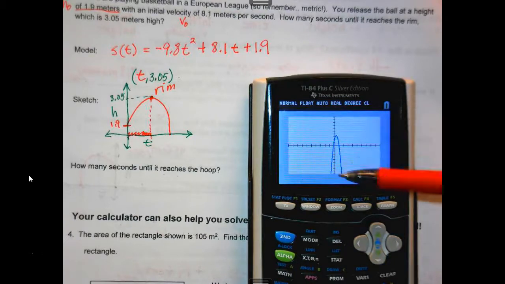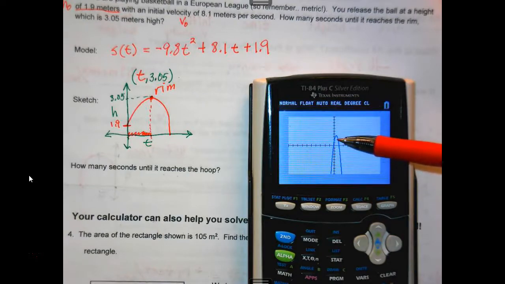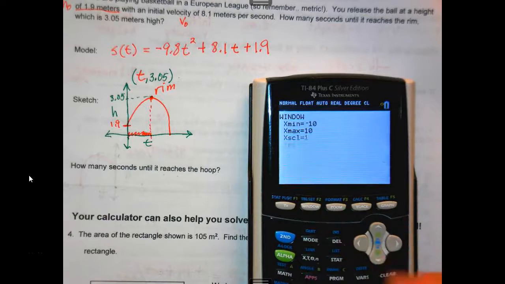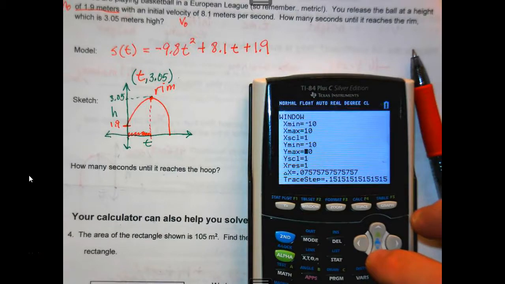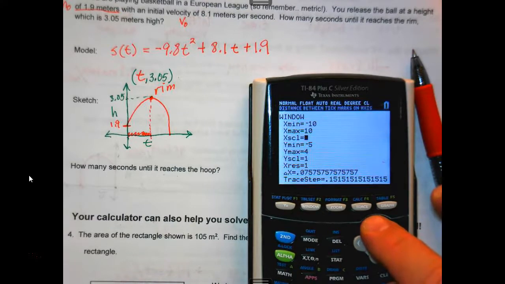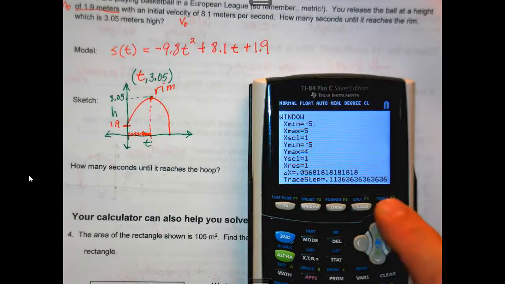I don't need all this negative y here, so I'm going to take off some. This negative 10 is my min. I'm going to put this at like negative 5. We know the y max is not past 3.05, so I'm going to put 4. For time, I'm going to put 5. Certainly don't need so much negative x, maybe negative 5. Let's see what happens with this one.